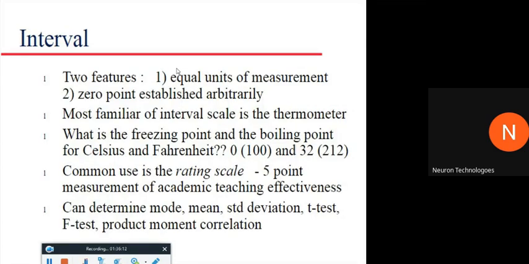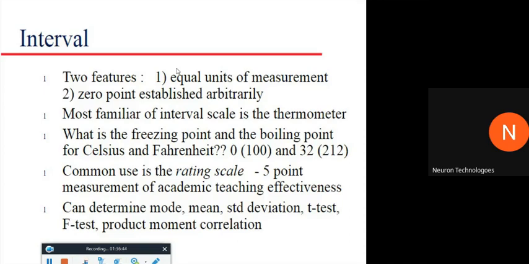Interval has two features: equal units of measurement, and a zero point established arbitrarily. The most familiar interval scale is the thermometer: what are the freezing point and the boiling point for Celsius and Fahrenheit, 0 to 100 and 32 to 212. So there is a starting point and an ending point, and in between, what is the difference? In this way, you can find out the difference you have.